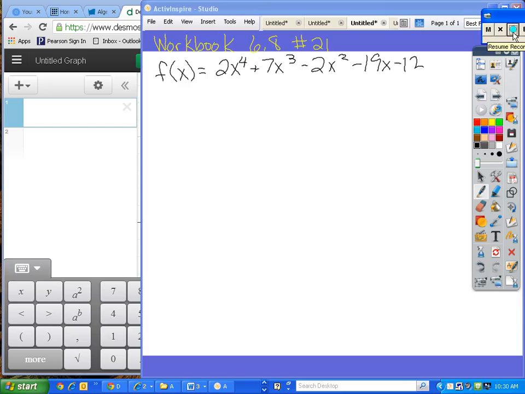Okay, so what's my first step in this? Do synthetic division. How do I find out what I'm going to use for my R in synthetic division? I need to graph it. I can look at the factors of the first term and the last term and guess and check. That takes a lot of time.